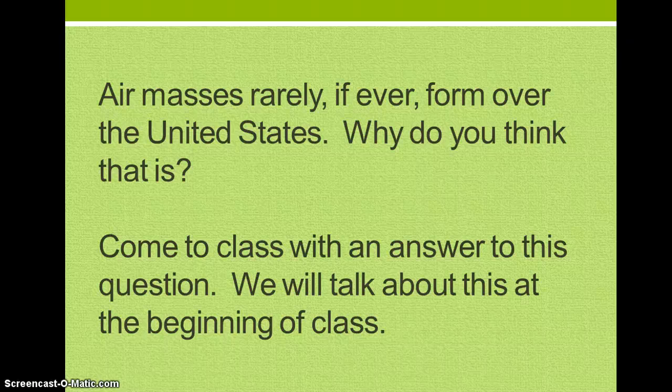Air masses rarely, if ever, form over the United States. Why do you think that is? I want you to come to class with an answer to this question, and we will talk about it at the beginning of class. Be prepared to share.